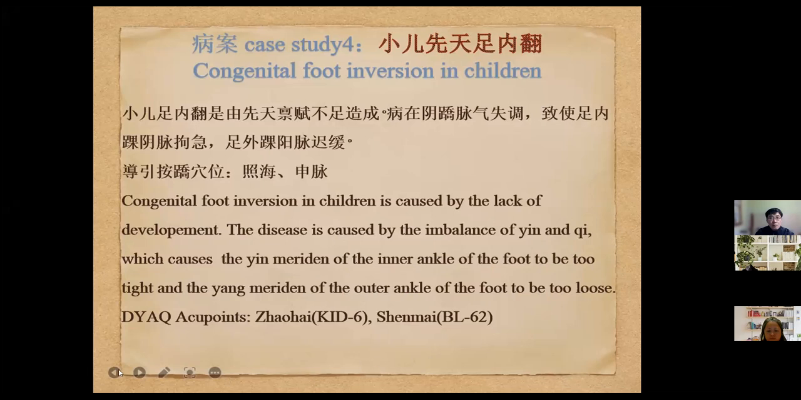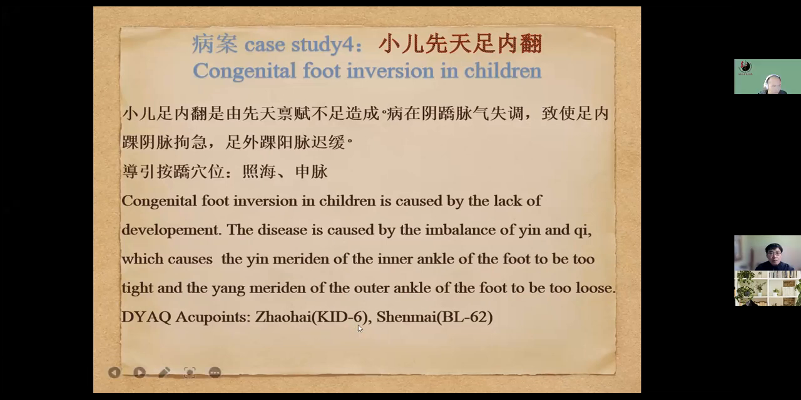So we choose the acupuncture points Zhaohai, KID6, and Shenmai, BL62. Zhaohai is the yin qiao, and Shenmai is the yang qiao. So these two points help with congenital foot inversion in children.